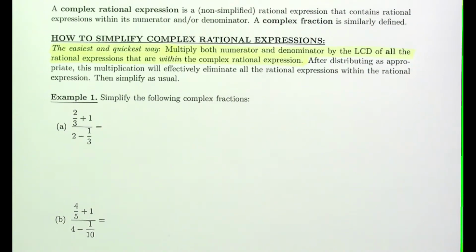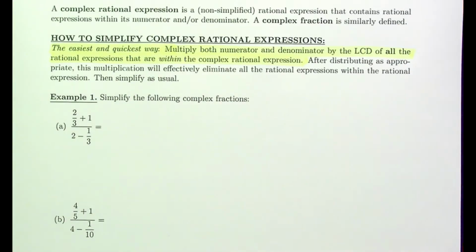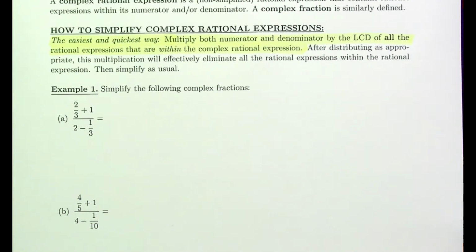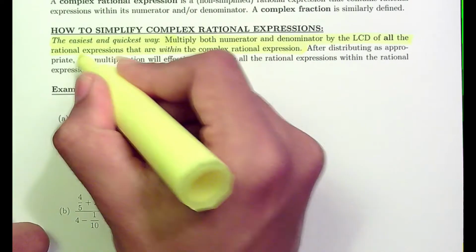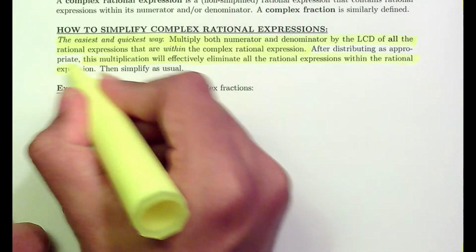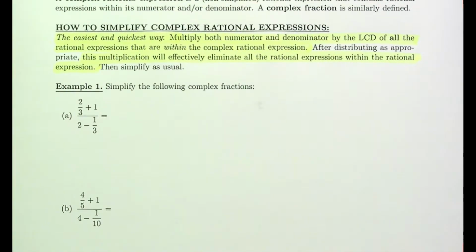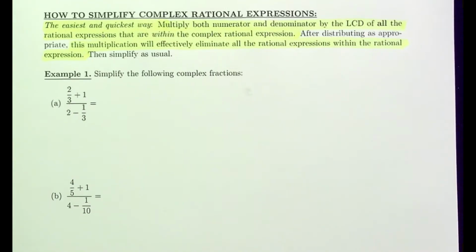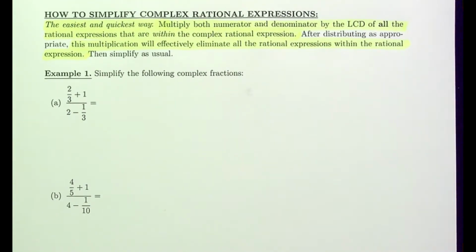So you're going to look at all the rational expressions either in the numerator and/or denominator. You're going to look at all of them, and then you're going to find the LCD of all those little fractions. And then you're going to multiply everything, top and bottom, by the LCD. And after distributing as appropriate, this multiplication will effectively eliminate all the rational expressions within the expression. Okay, so it's going to kill all the little fractions on the top or bottom. And then you're going to be able to simplify as usual.